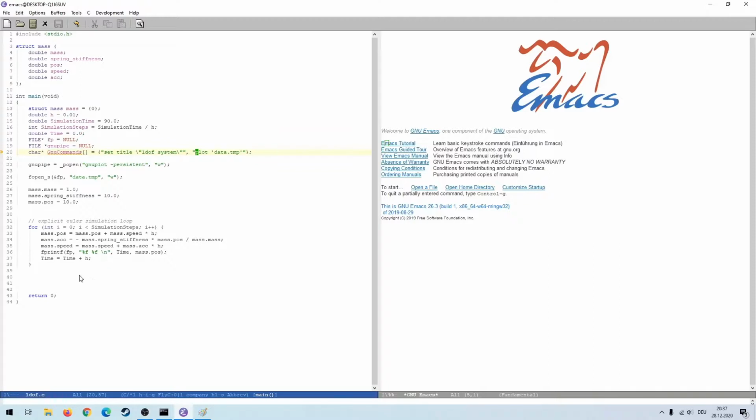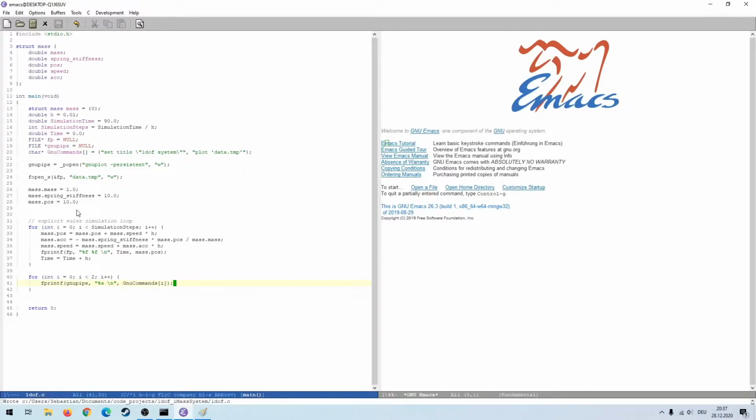Now we actually have to send the commands to our pipe. And in order to do that, we are going to create another little loop in which we are going to be sending two commands. That's why I'm having a 2 here. And we're going to fprintf to our GNU pipe, and we're going to send a string, new line, and it's GNU commands, and that's it. These are our two commands that we want to send.